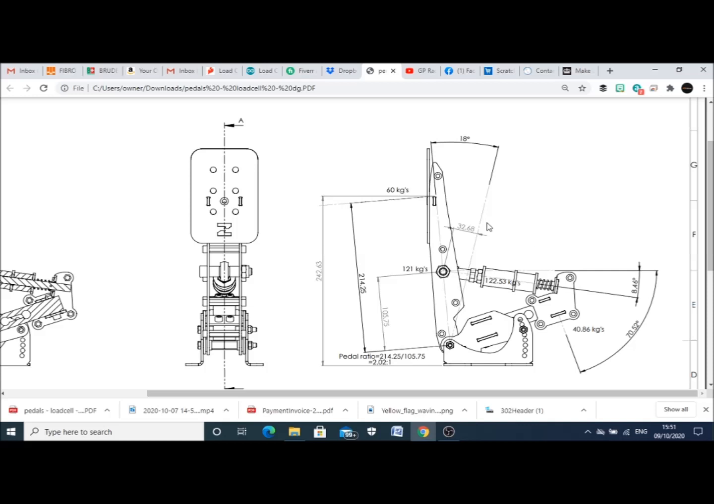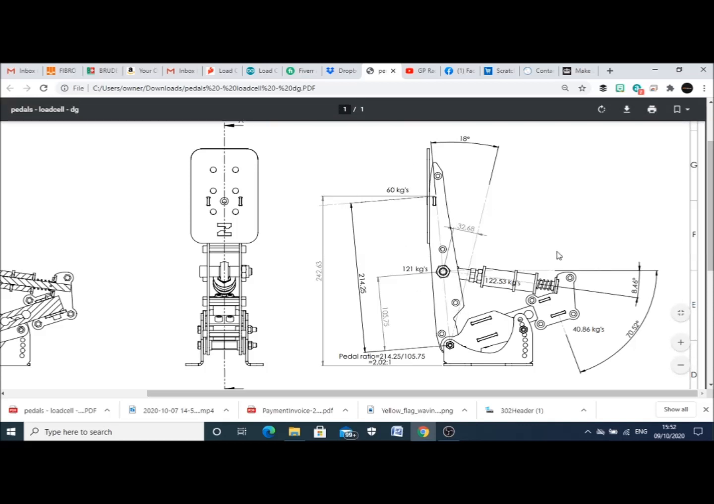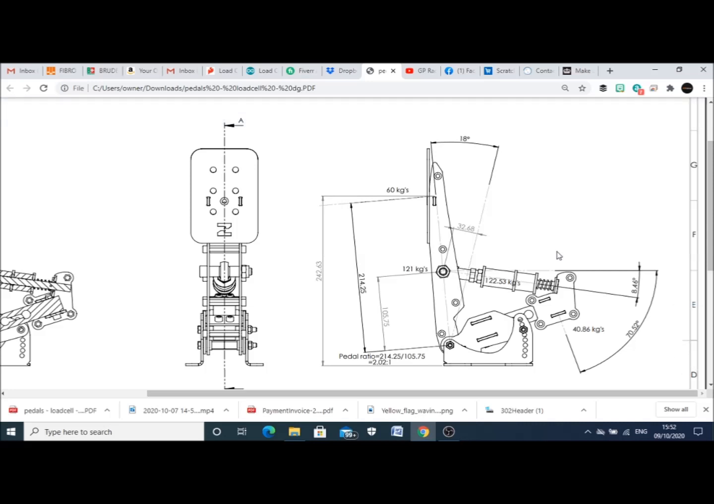Laser cutting can be expensive if you're buying it on your own. If you get together as a group of people, you can make it a lot more competitive. I think the difference between one-off and 10-off sets for something similar was about 40% different, 40% cheaper.